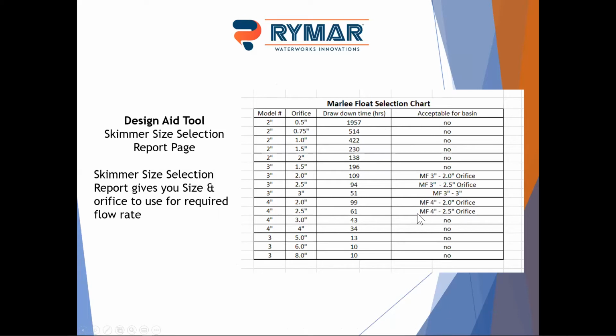So if you decide you'd rather drain it as fast as possible and meet that, you would go with our 3-inch skimmer with a 3-inch orifice. Or if you want to go as slow as possible, you go down to the 3-inch with a 2-inch orifice. And that's one of the advantages of the skimmers that we produce: if you pick the 3-inch and decide it's draining too fast or too slow, it's very simple to change that in the field with a simple orifice configuration.